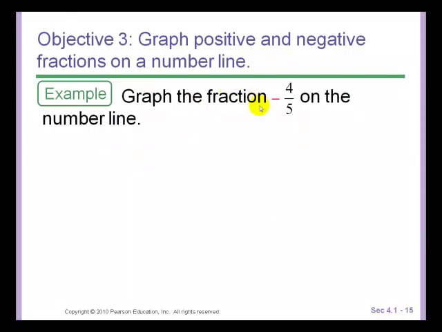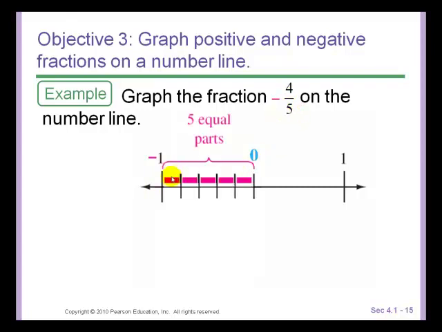Graph the fraction negative 4/5 on the number line. 4/5 is proper. It is negative, so it will be between 0 and negative 1. Again, our denominator is 5, so we need 5 equal parts. 1, 2, 3, 4, 5. And we want to be at the 4th part. 1, 2, 3, 4. So right there, this dot represents negative 4/5. And again, the negative just tells you you're to the left of 0.